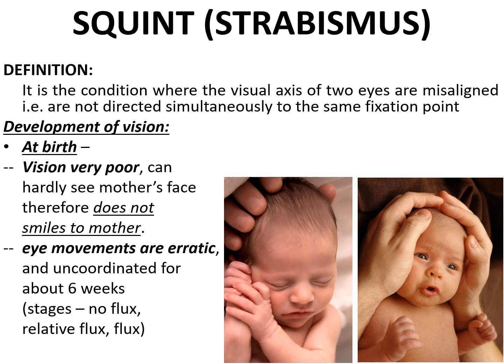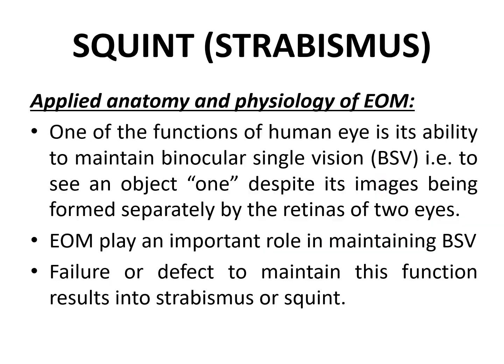Squint is the condition where the visual axes of the two eyes are misaligned and they are not directed simultaneously to the same fixation point. At birth, vision is very poor and the neonate can hardly see the face of the mother, and binocular vision is not developed and the eyes have uncoordinated movements.